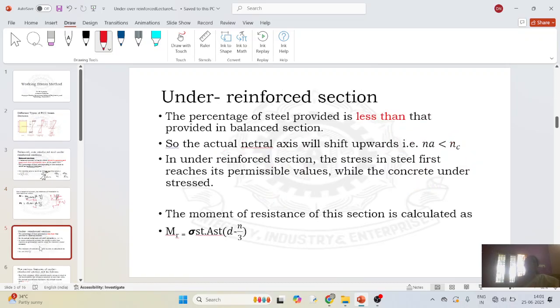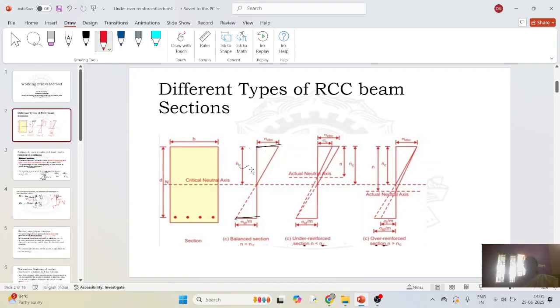Next, the under-reinforced section. In an under-reinforced section, the percentage of steel provided is less than that provided in the balanced section. So the provided AST is lesser than that in the balanced section, and the actual neutral axis will shift upwards. NA is lesser than NC. We can see this from this diagram.